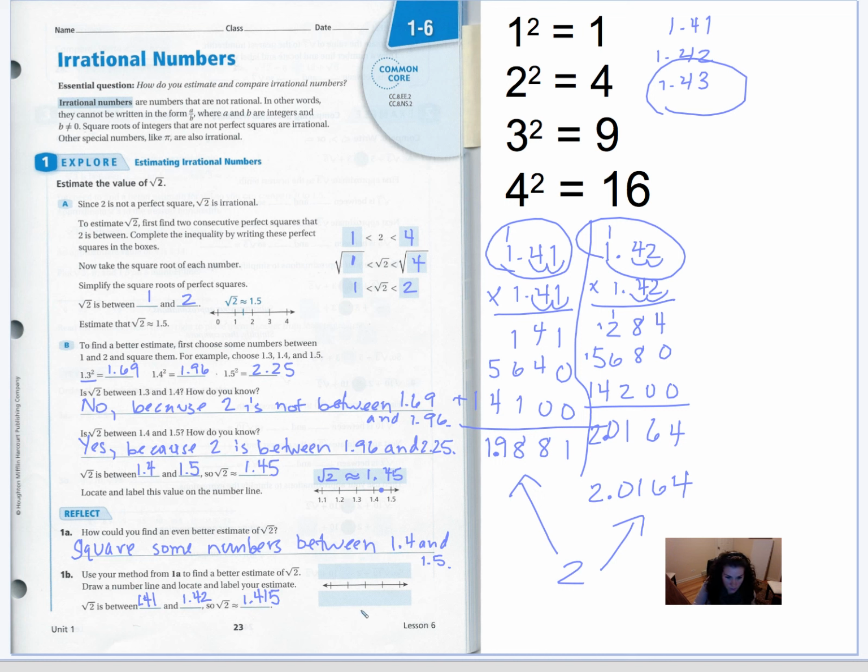And then you can fill out the number line. So let's put 1.4 and 1.41. This is hard to write so small. 1.42, 1.43. I'll do these diagonally so you could see that better. And we are going halfway between 1.41 and 1.42, so I'll go right about there. And we'll say that the square root of 2 is approximately 1.415. And that's all for irrational numbers and estimating irrational numbers.